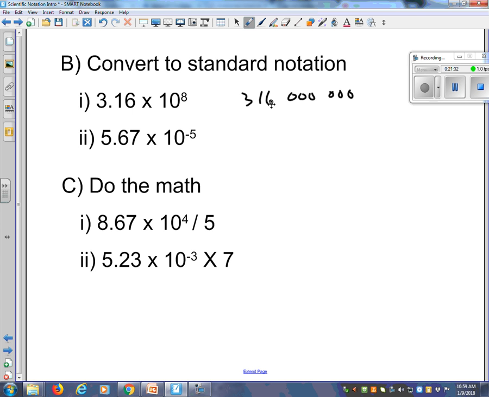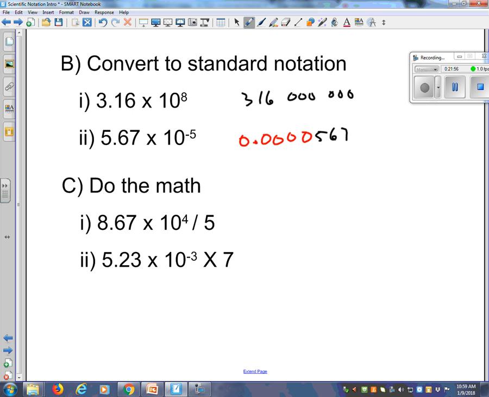Okay, 5.67 times 10 to the minus 5. This time we're going to move to the left because it's a really small number. So it's going to be 5, 6, 7. I'm going to move it 1 decimal place, and then I've got to go 4 more, right? So 1, 2, 3, 4 zeros, decimal point. Don't worry if that doesn't make too much sense. You'll never have to do that with me.